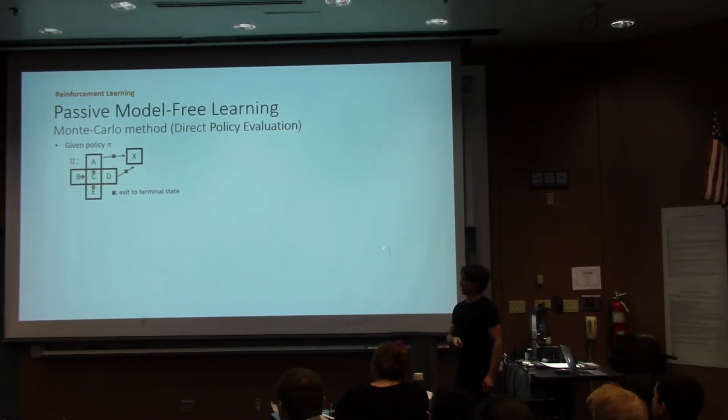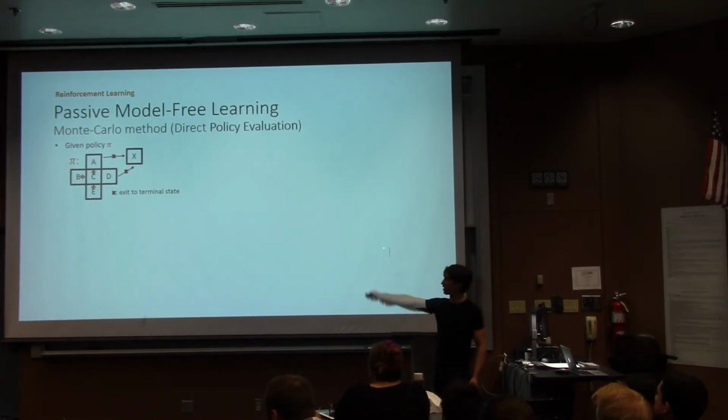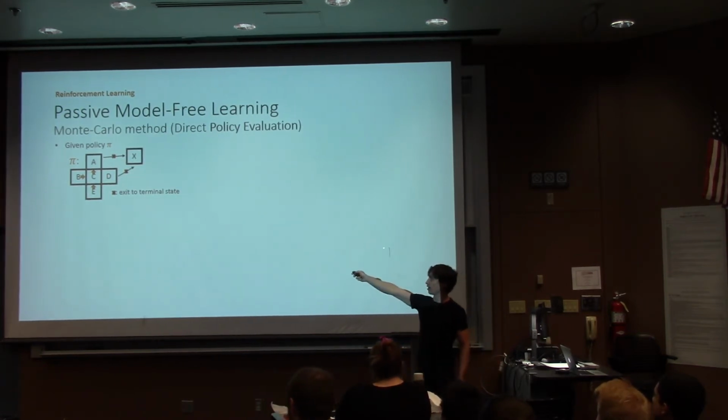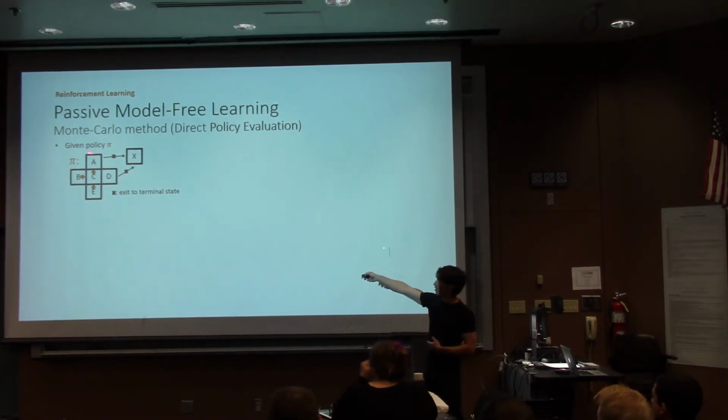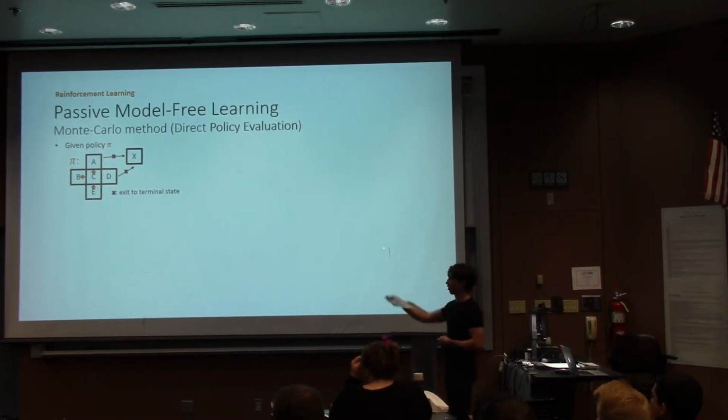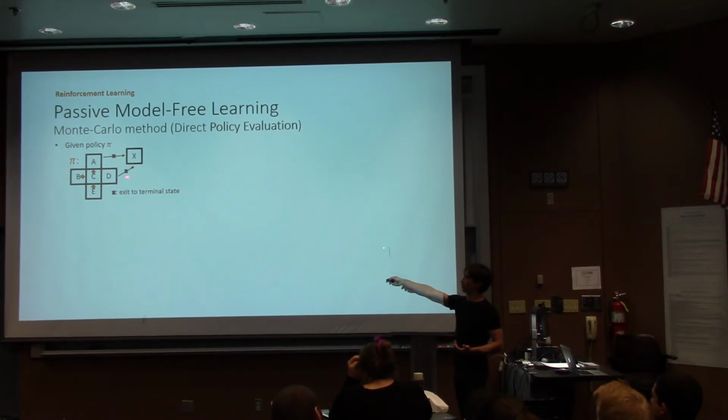So, in this case, again, you're given a policy. This is going to be passive learning, where you're just watching somebody act in the world. You have some policy, and this policy shows if you're in state B, you go right, state C, you go up, state E, you go up. And if you're in states A or D, the only action that you have, which is related to your question, is to transition from A to X or D to X.